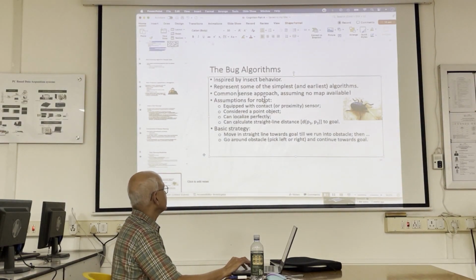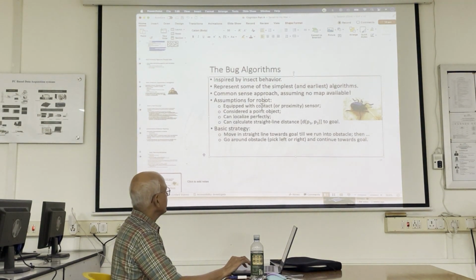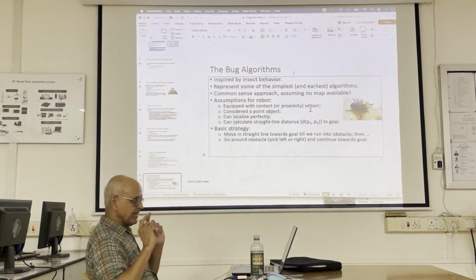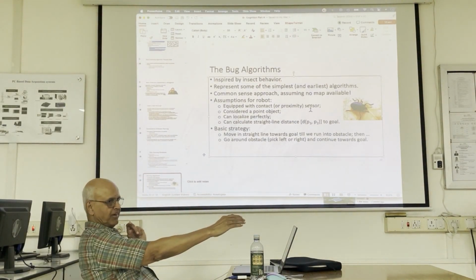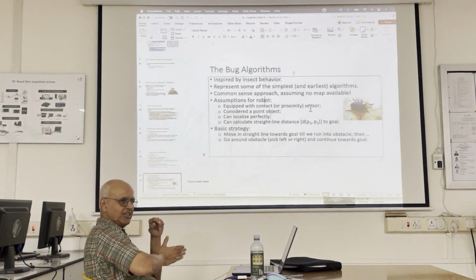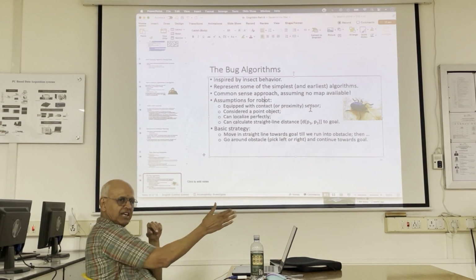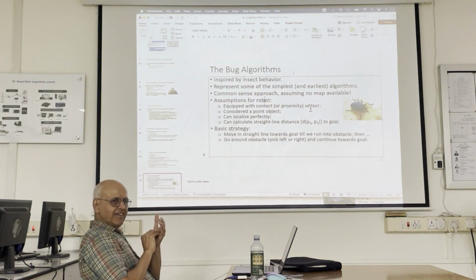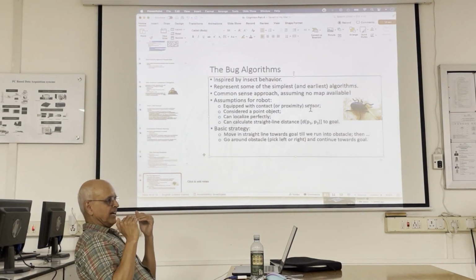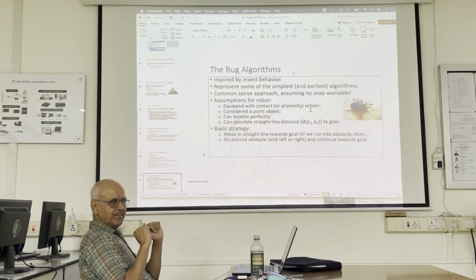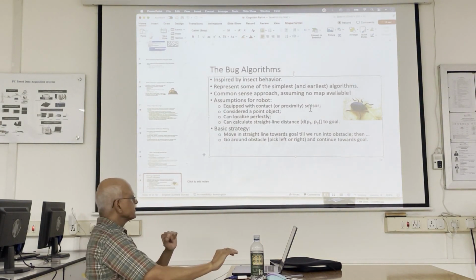Here are the assumptions that you make for this algorithm. That the robot is equipped with a contact or proximity sensor. So it's going to go right up to the wall. It cannot see 10 meters from the wall, right? Because if you could see the wall 10 meters away, then you will start angling away this way, right? Why would you go to the wall and then turn left or right? So they assume that the bug has to feel the wall. And therefore it cannot start making a decision when you're 10 meters away. The bug cannot see. It has to touch the wall to know that it can't go through.